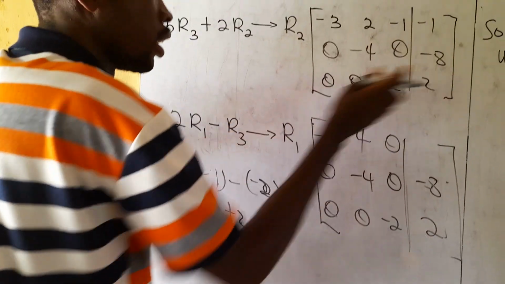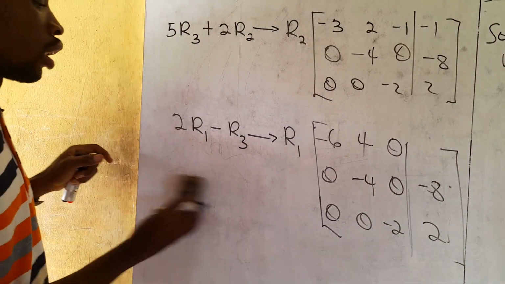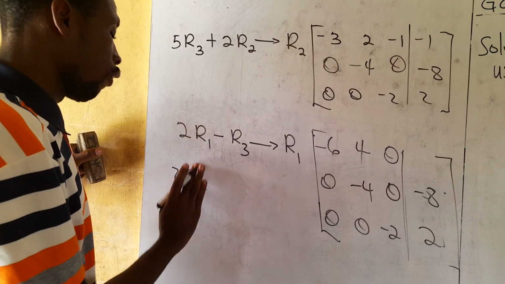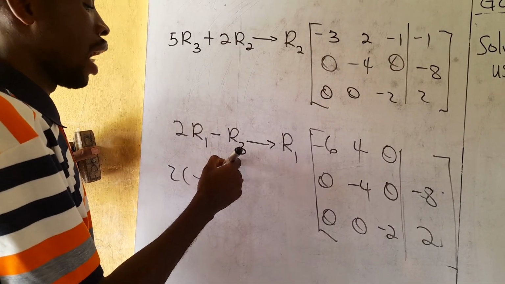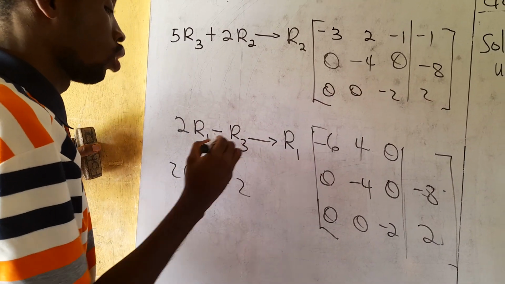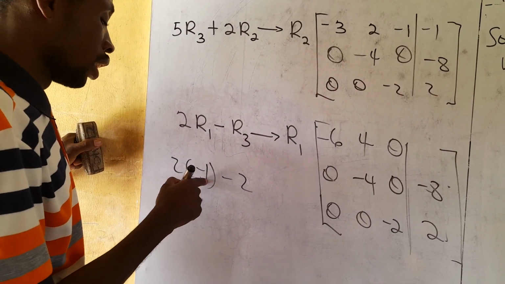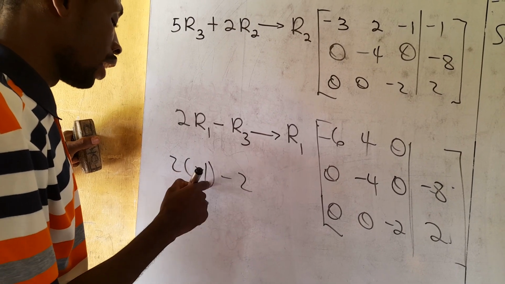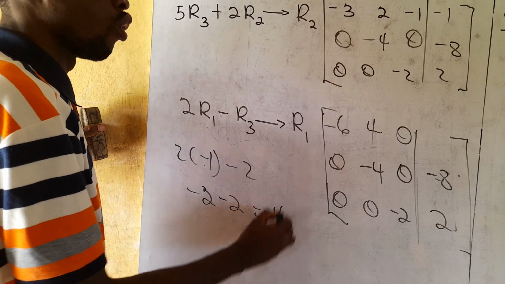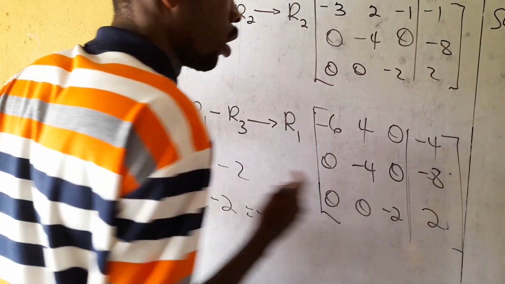Now this against that, the last one for me. So 2 times, what's my R1 there? It is negative 1. What's my R3? My R3 is 2. So minus 2. 2 times negative 1 will be negative 2. Negative 2 minus 2 will be make 4. So I'll write my make 4 there.